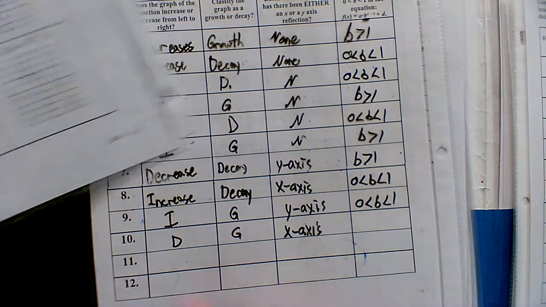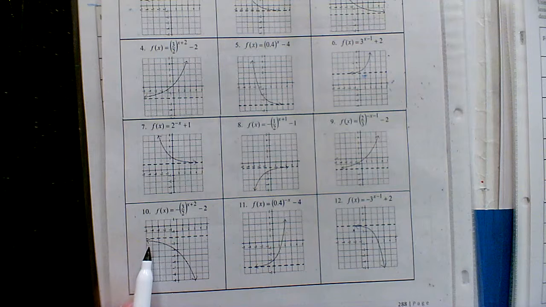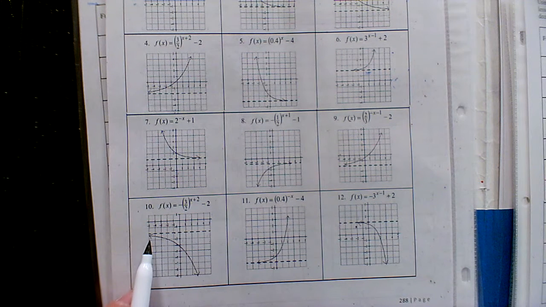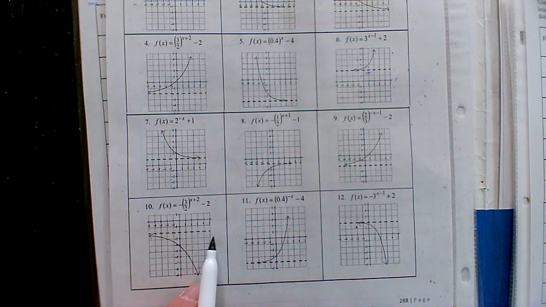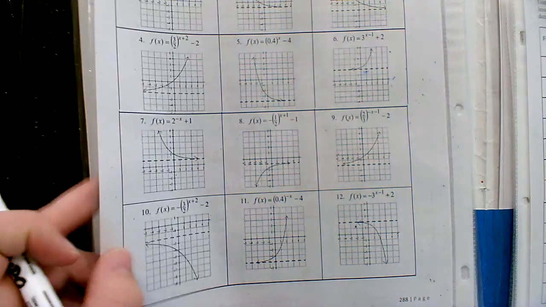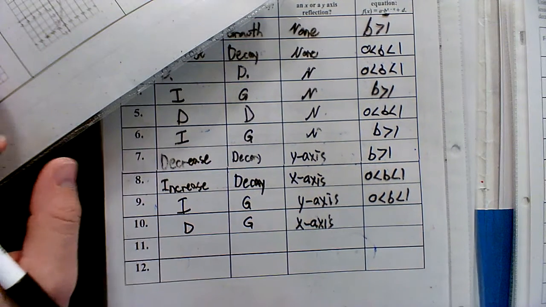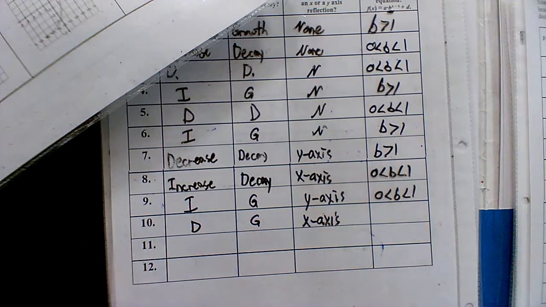Let's look at it. So 10. As you go from left to right, you're starting on the left, go to the right. Does it go towards or away from the asymptote? It goes away from the asymptote, so that one has a growth. Even though it's underneath the asymptote, it goes away from the asymptote. Does that make sense? Okay.